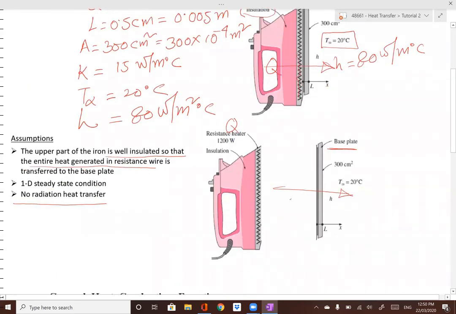The uniform heat flux is defined with q double prime, and it will be equal to the heat transfer divided by the area of the base plate. And we can consider that this will be heat transfer in only one dimension. So say this one is x, this is the zero location, x is 0 here, and here is the thickness L, which is given as 0.5 centimeter.